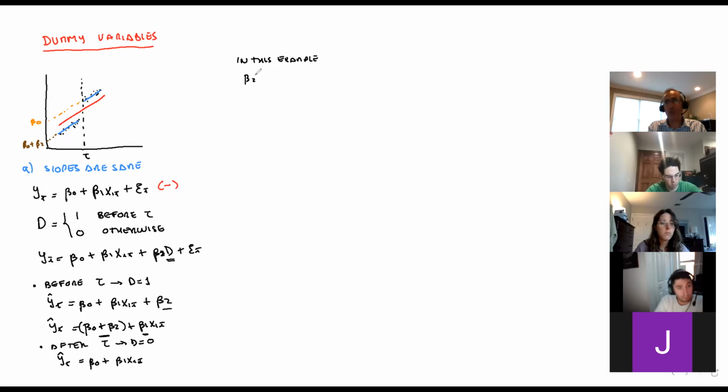So how should beta 2 be? Positive or negative? Negative. And the reason is that. How can you have beta 2 positive? What do you need to do in order to have beta 2 positive? What you change is simply the definition of D. You can say, you know what, 0 before tau and 1 otherwise. And that's it. It's up to you.